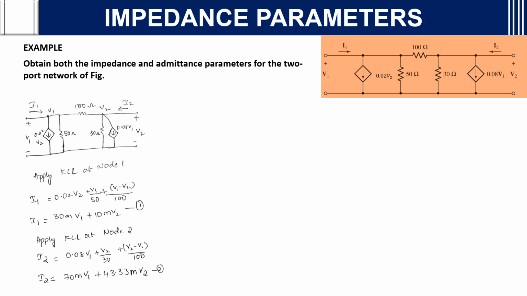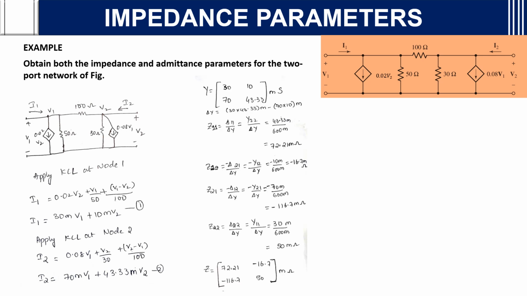Apply KCL at node 2. In the same way, I2 is the incoming current. Outgoing currents are 0.08 V1 plus V2 by 30 plus (V2 minus V1) by 100. So you will get two equations. From this, I1 is equal to 30 milli V1 plus 10 milli V2, and I2 is equal to 70 milli V1 plus 43.33 milli V2.